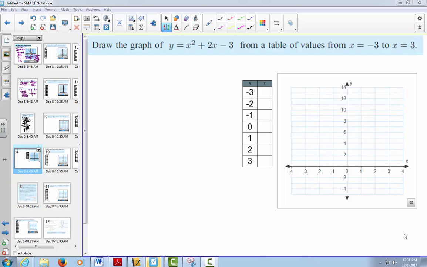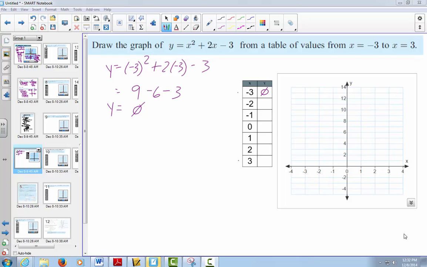All we're doing is our table of values. X is going to go from -3 to +3. So what we have to do is calculate the y values that are associated with it. So y equals -3 squared plus 2 times -3 minus 3. Minus 9 minus 3. And that's going to equal 9 minus 6 minus 3, which equals 0. So y equals 0 when x equals -3.